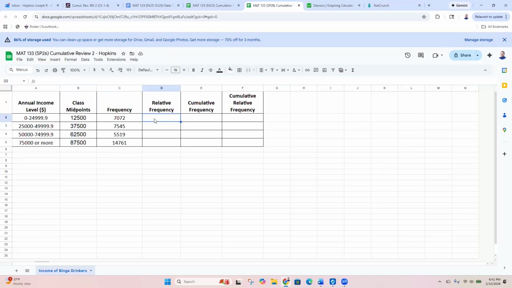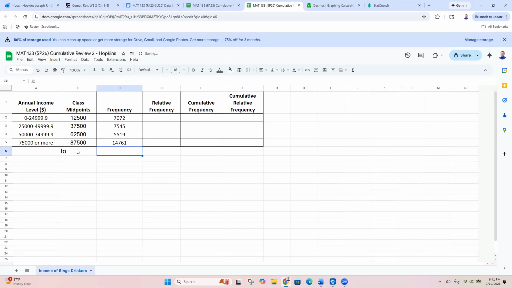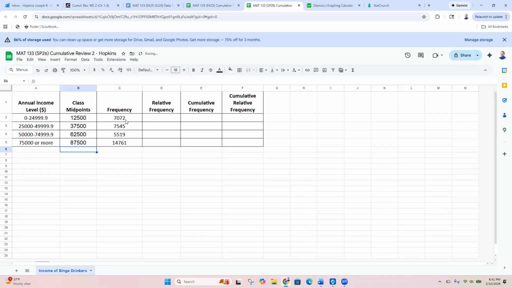For relative frequency, it is the frequency divided by the total. So we need to get the total. Now, again, I don't have to type out what the total is and calculate it. Okay. I can instead just figure out what the total is and use it in my relative frequency formula.